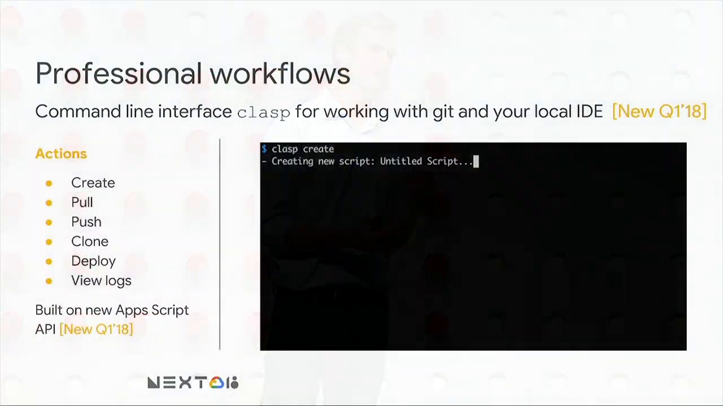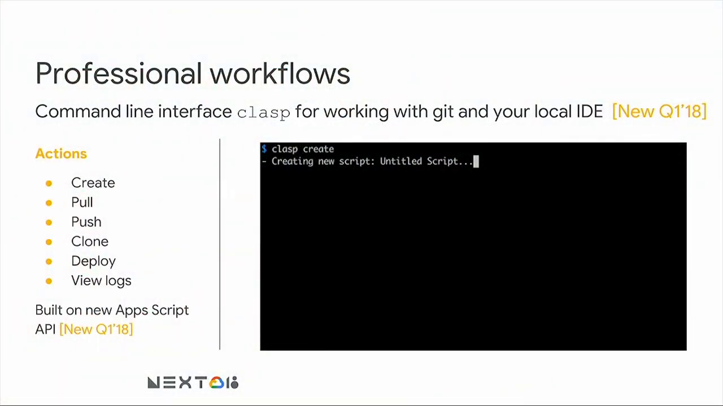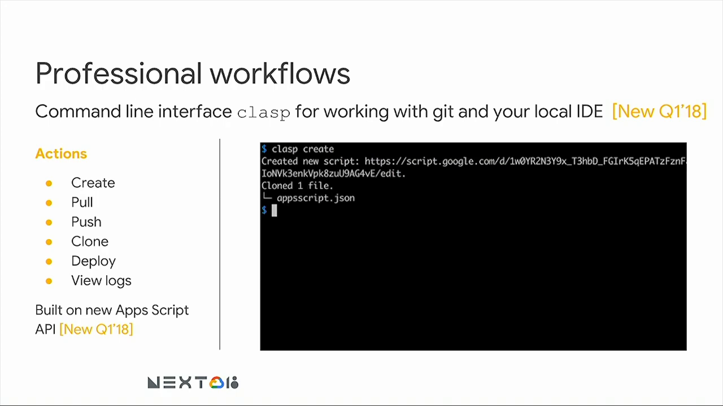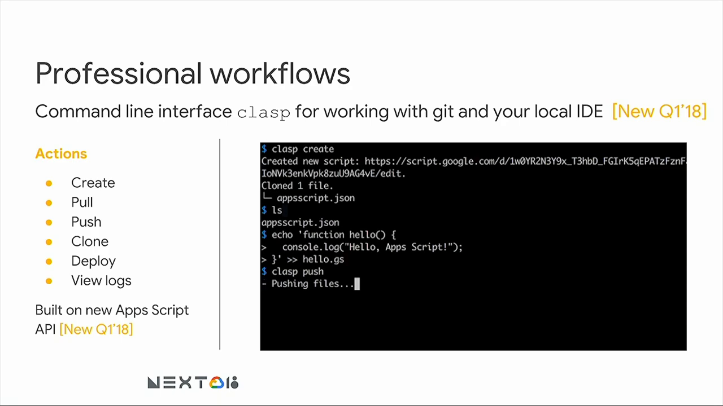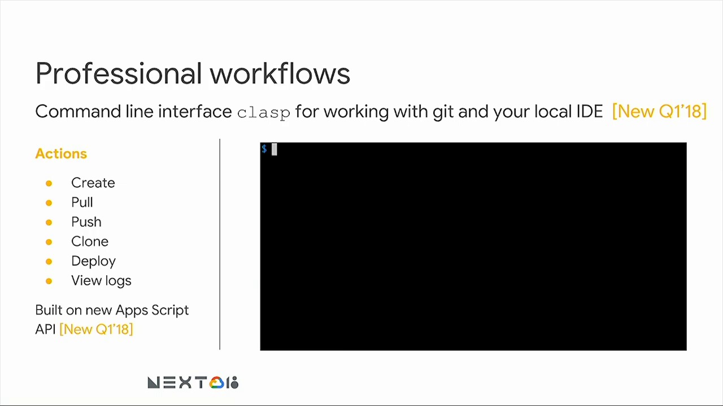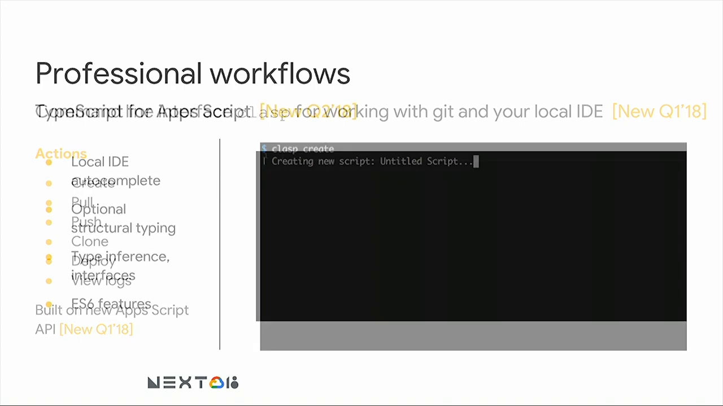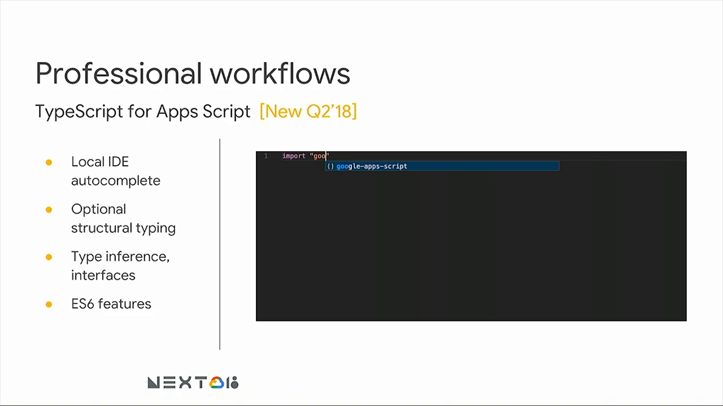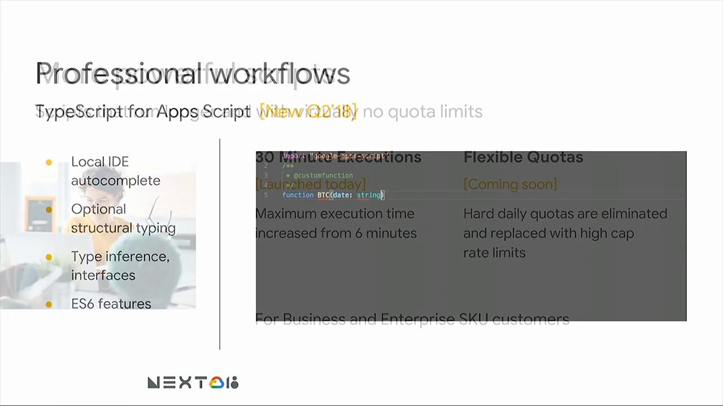Additionally, we understand that if you're going to create enterprise-grade mission-critical applications, you need the ability to use professional workflows and professional development tools. So to that end, in Q1 of this year, we launched CLASP, which is the command line interface for working with Git and your local IDE. And you can do everything you're seeing in the demo there: create projects, pull, push, clone, deploy, view logs. And this is actually an open source project, so it has been well received by a lot of our professional developers. Similarly, we launched TypeScript for AppScript in Q2 of this year, which is going to introduce a number of new features into your local IDE, including autocomplete, structural typing, type inferences and interfaces, and ECMAScript 6 features.